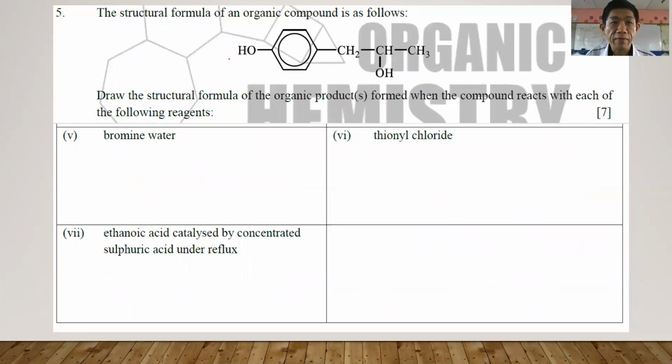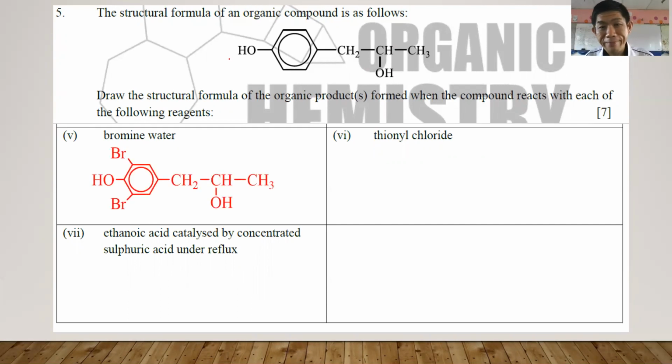Okay, number 5, the structural formula of an organic compound is shown below. Draw the structural formula when it reacts with bromine water. The bromine water can react from the phenol direction. However, the phenol in this case already occupies the 5th place inside the benzene ring. So the bromine can only attack at position number 2, which is the ortho position only. So you're expected to have this compound.